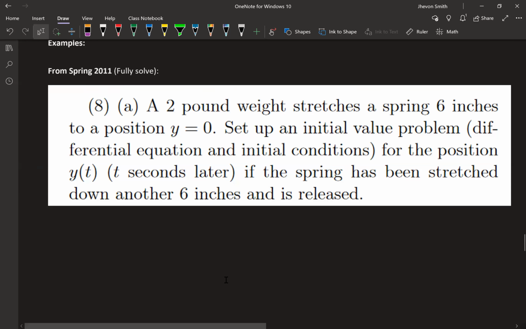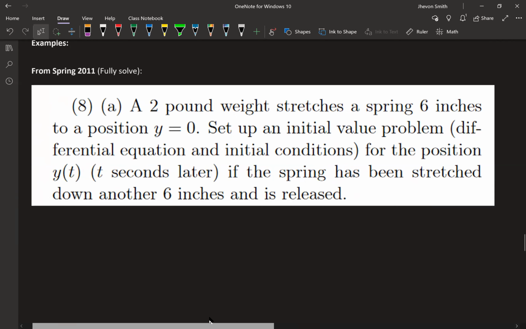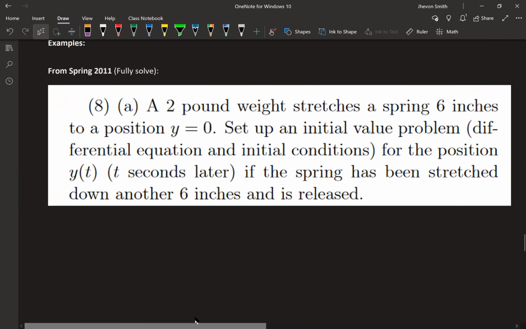So, for example, let's do this one. I won't fully solve this, since the solving part you can take care of because you now know how to fully solve a second order linear differential equation. Let's just do a setup to see what it will look like. Okay, so we can read it. A force of a 2-pound weight stretches a spring 6 inches to a position y equals 0. Set up an initial value problem for the position y of t if the spring has been stretched down another 6 inches and is released.